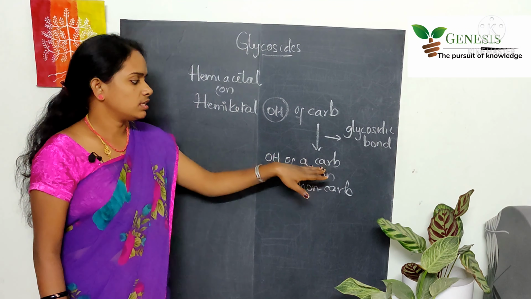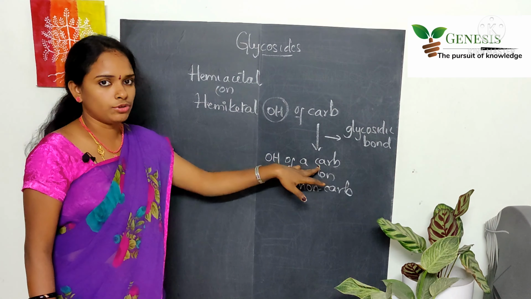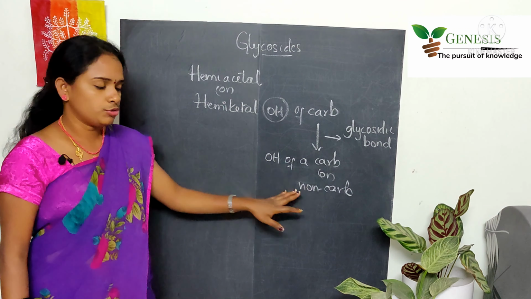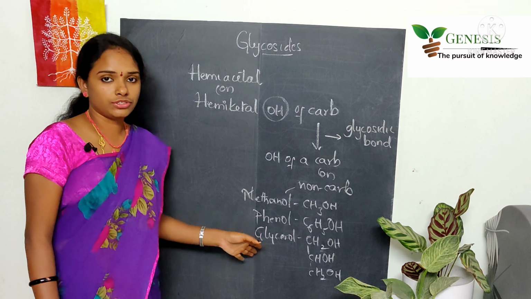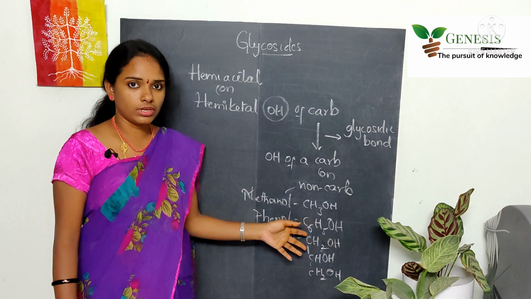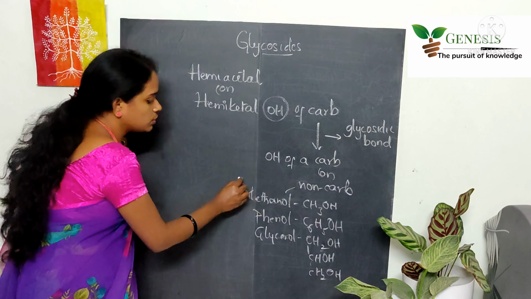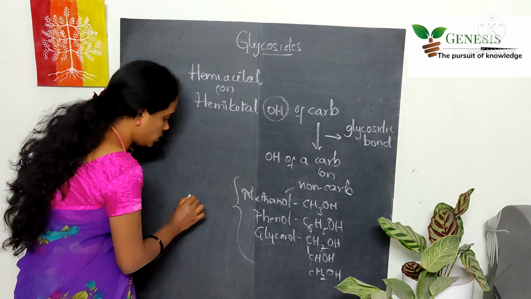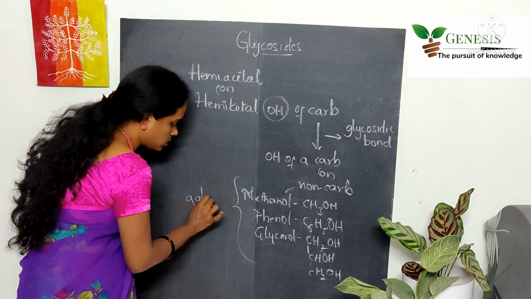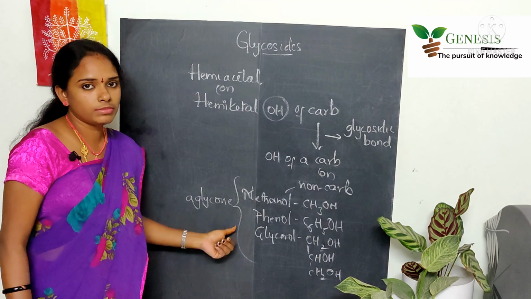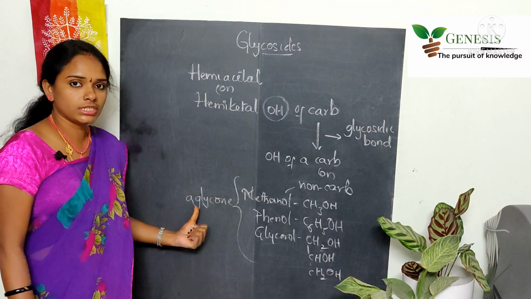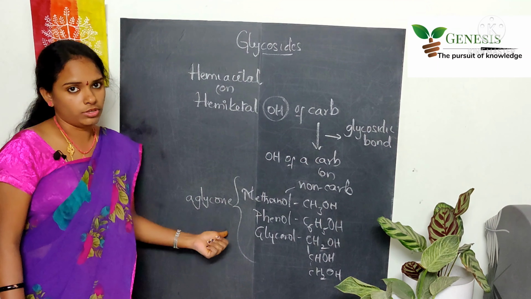So here the carbohydrate, we all know. But coming to the non-carbohydrate, which may include methanol, phenol, glycerol or any other non-carbohydrate compound, these non-carbohydrate compounds are called aglycones. Glycone means it's a carbohydrate. Aglycone means it is a non-carbohydrate moiety.